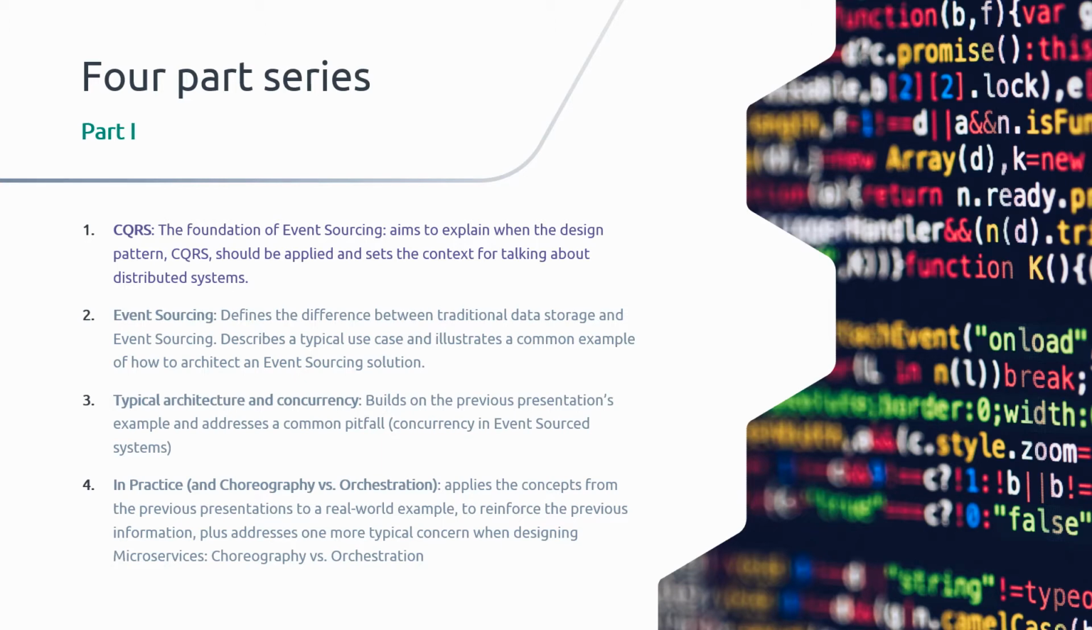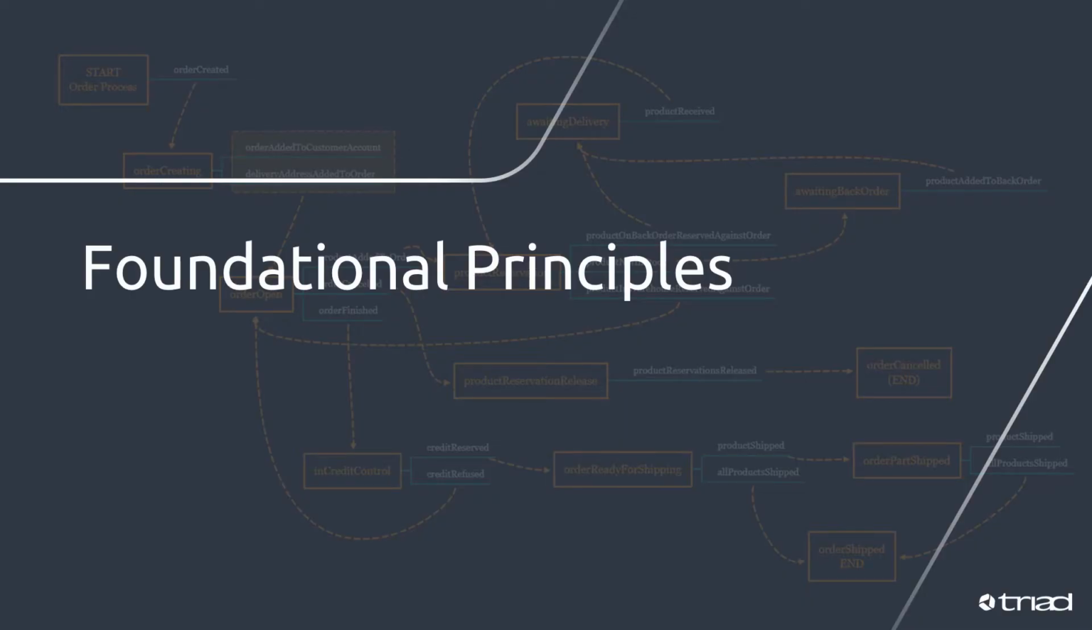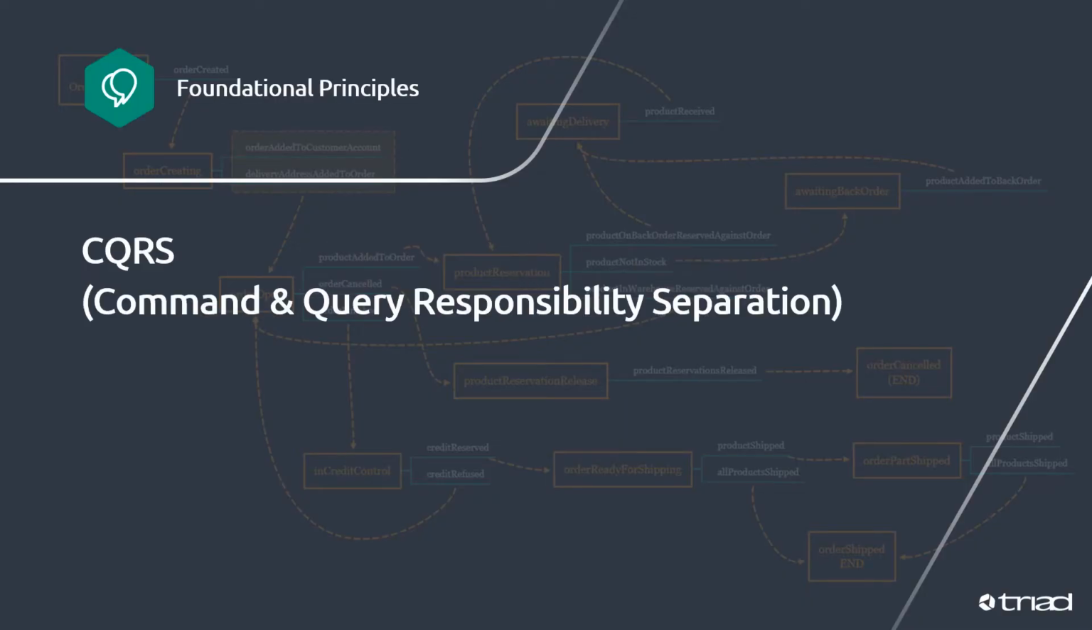I've split the presentation into a 4-part series covering the basics of CQRS and event sourcing, then a common architecture and how to handle concurrency, and finally a demonstration of event sourcing in practice, plus a note on choreography versus orchestration. We've kept each presentation short. This one lasts about 5 minutes. Right, let's get started with the foundational principles.